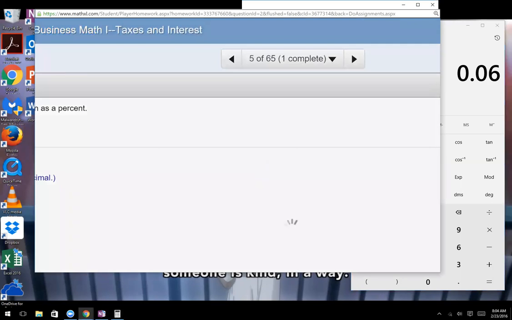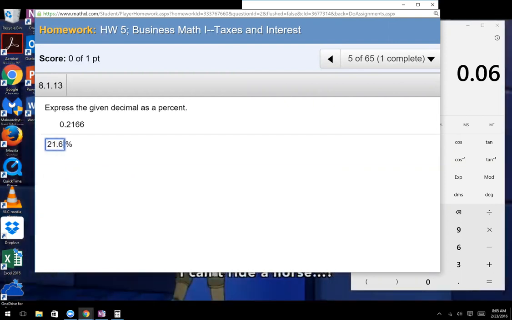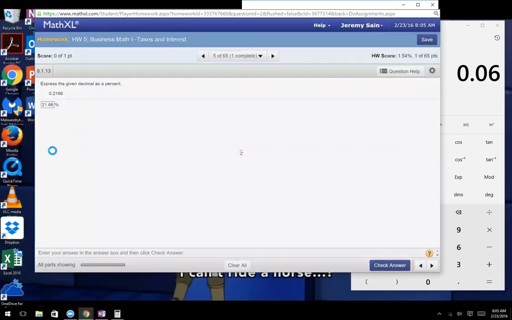Let's go on to about number 5. All right. That one's even easier. It starts off as a decimal. How do I make it a percent? Move the decimal twice.